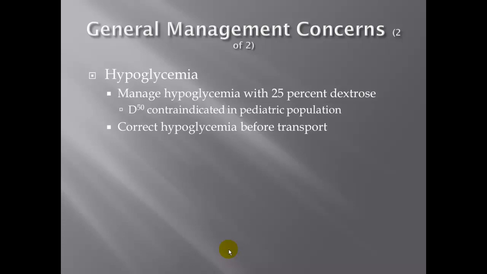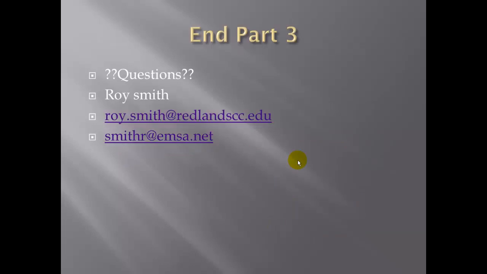Hypoglycemia. The management of hypoglycemia is done with 25% dextrose. Whenever you're making that, you have dextrose 50% in the adult version. Squirt out half of it and redilute it with your IV bag, normal saline, not the dextrose 5% water. Whenever you get done with that, it'll be dextrose 25%. We do not use dextrose 50% on this population because it is hyperosmolar. Correct hypoglycemia before transport. This ends part 3.